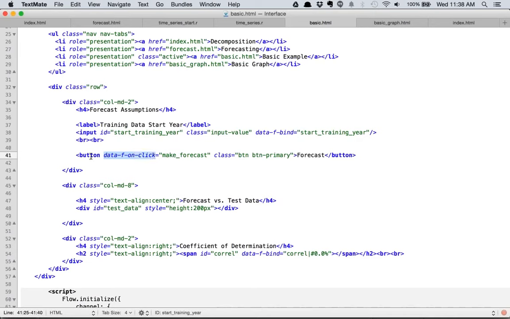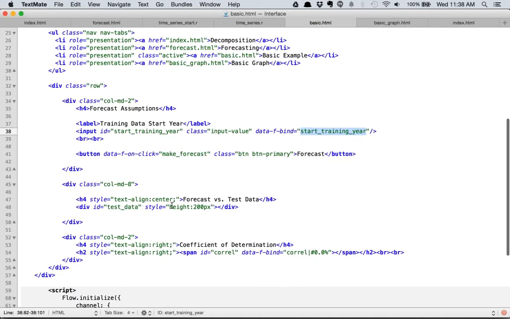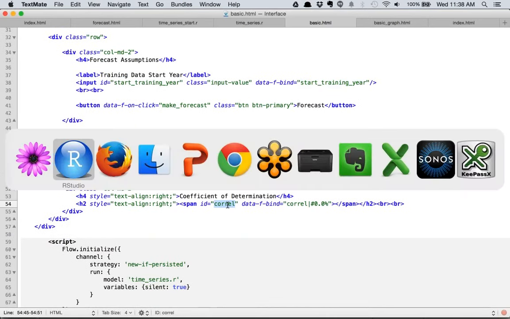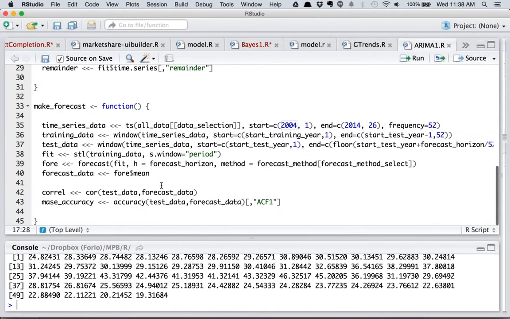So when I click the button, which is a standard HTML object, it's going to run the subroutine, and then it will update, for example, start training year here, and it'll also update this correlation variable that I have. And notice what I've done here in the R model under make forecast is I have correl, which is my correlation variable, and I'm just using this simple function that's available in R for doing that.